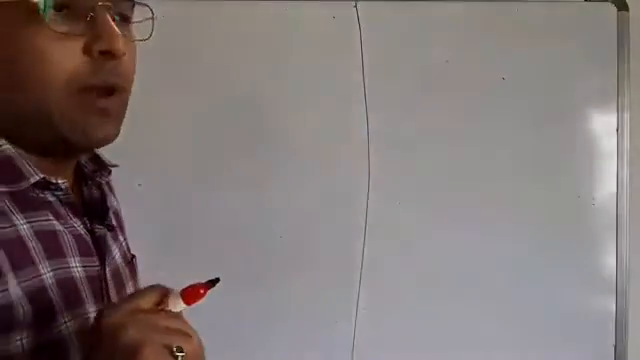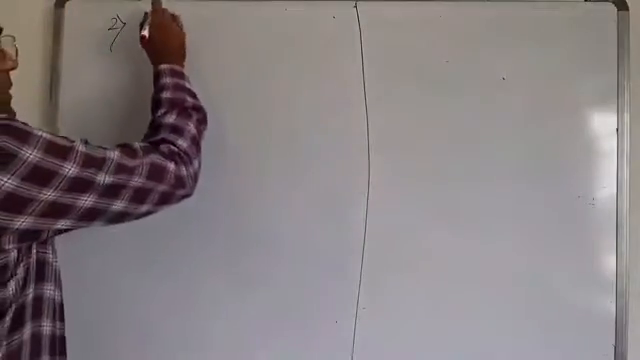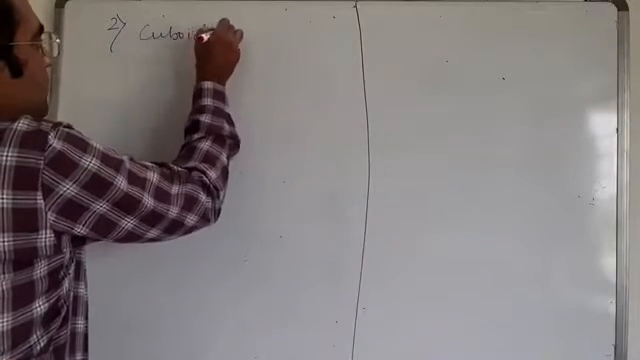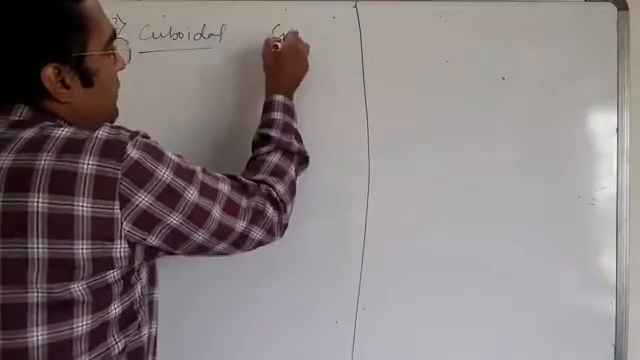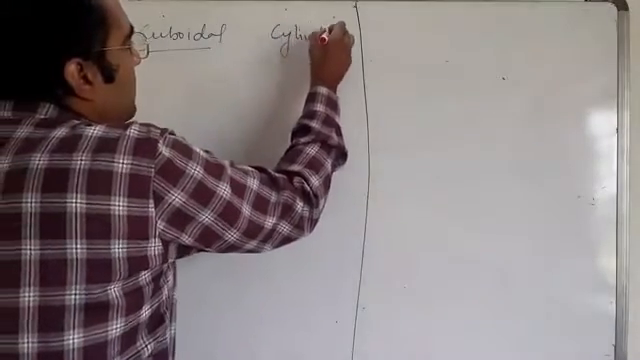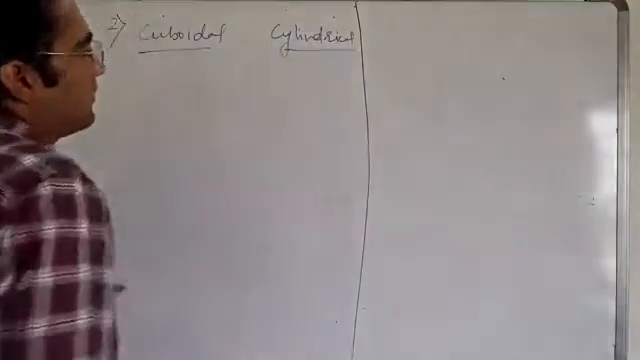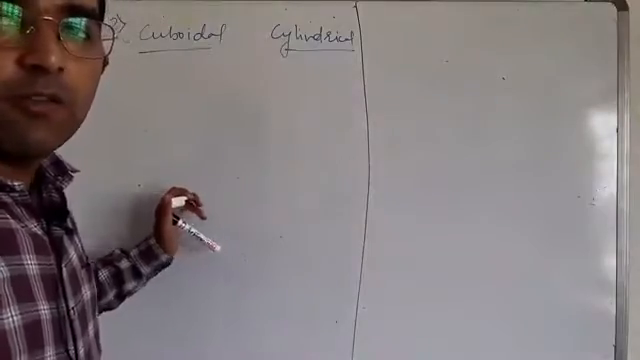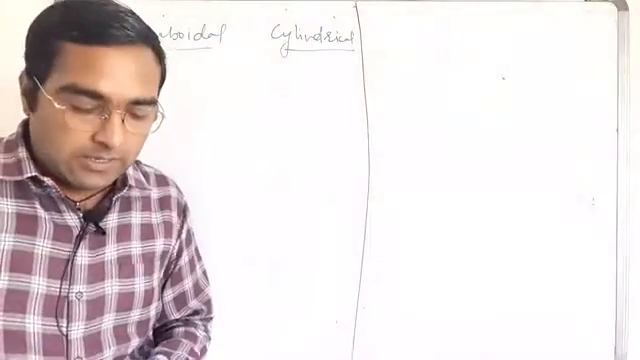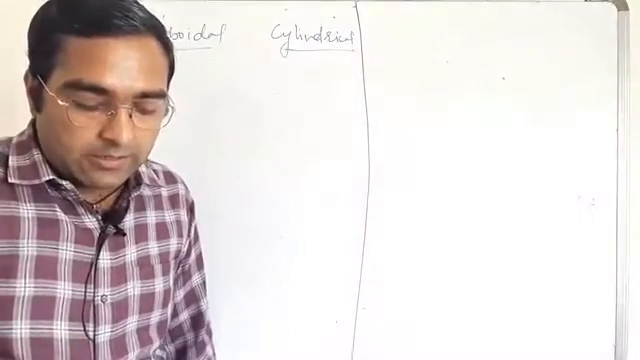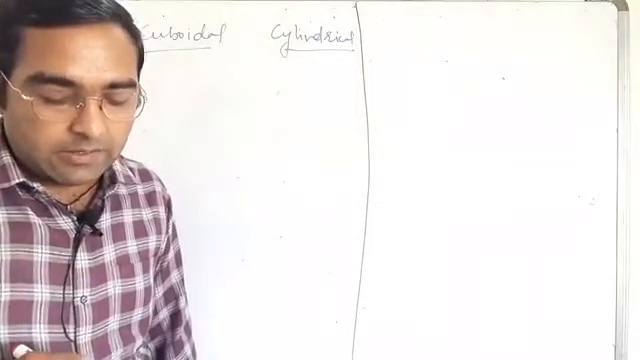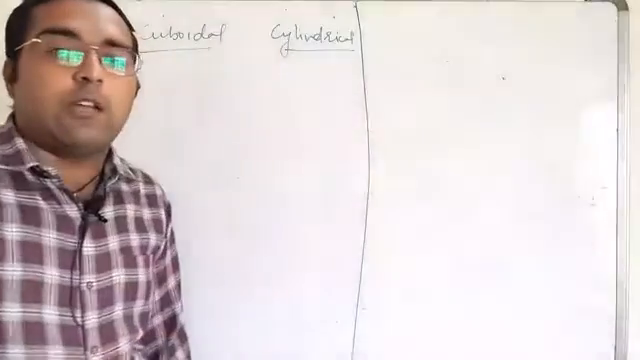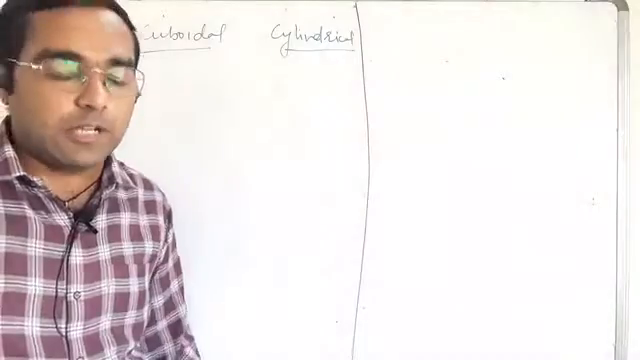Here, two types of containers are available. The first one is cuboidal and the second one is cylindrical. In the first tin, the base is rectangular and length, breadth and height are given, so that is a cuboidal tin.